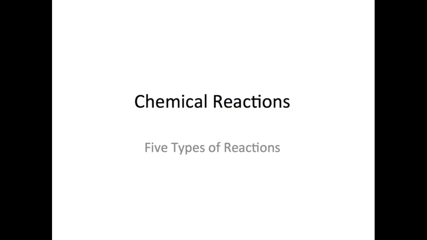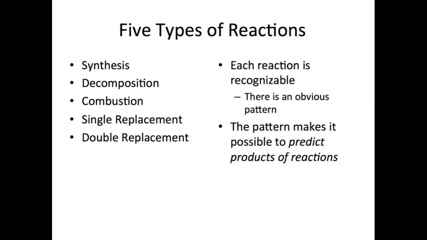Chemical reactions are when we observe a chemical change: a color change, the formation of a gas, or the formation of a precipitate. Now there are 5 basic types of reactions: synthesis, decomposition, combustion, single replacement, and double replacement. What I would like you to note as we cover each type is the pattern that is present. And that pattern is what allows us to ultimately predict products.